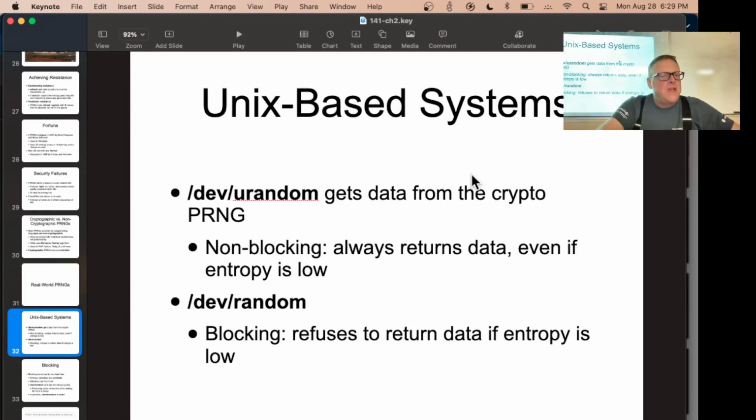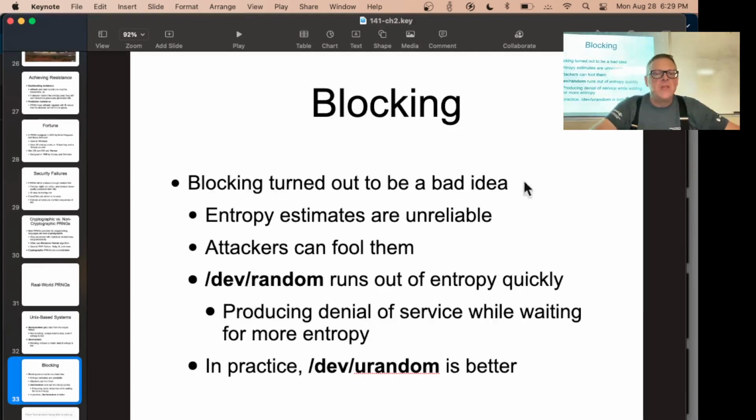So this is the way it used to be in Linux until 2022. A student pointed this out to me a couple days ago on Mastodon. They're quite correct. The urandom would get data from the crypto pseudo-random number generator, and it always returns data. Dev-random would be blocking. It will give you random data, but if the entropy pool gets low, it will stop returning data. This was the way people used to do it, and you'd have to keep refilling the pool.